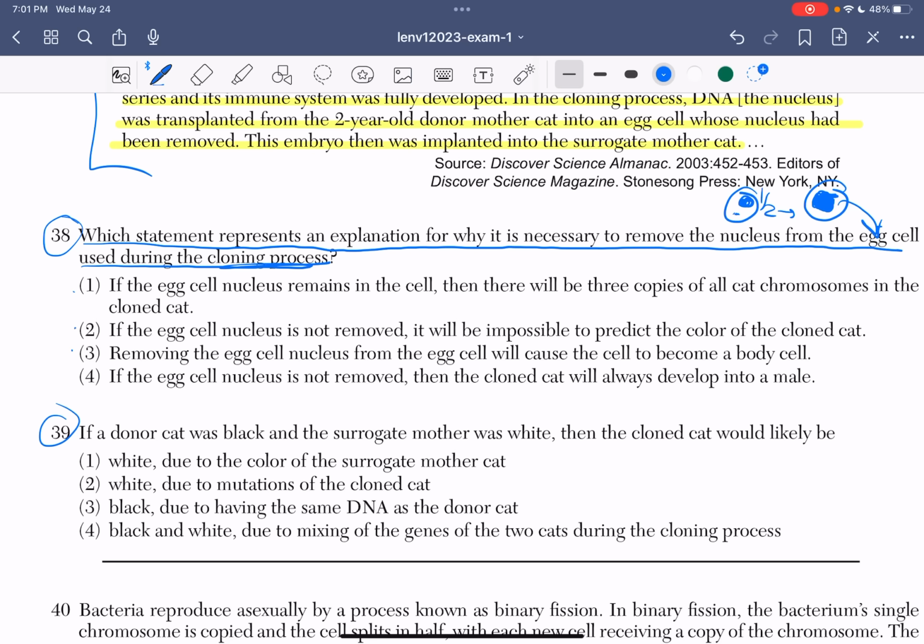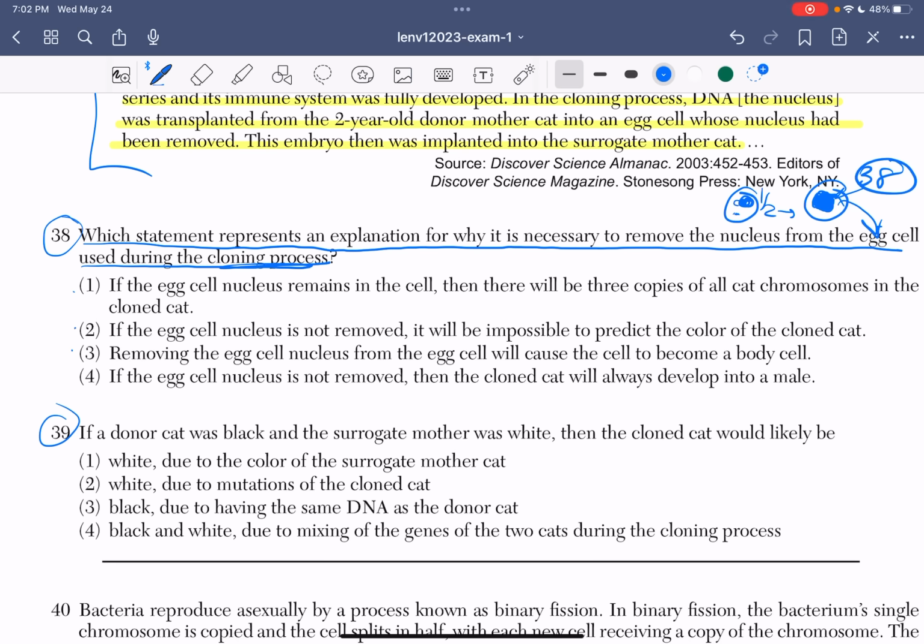Hold up, Siri. Hey, Siri. How many chromosomes does a cat have? Let me see. 38. You need 38. Okay, Siri, that's enough. Cats have 38 chromosomes. So you need the full 38 chromosomes.